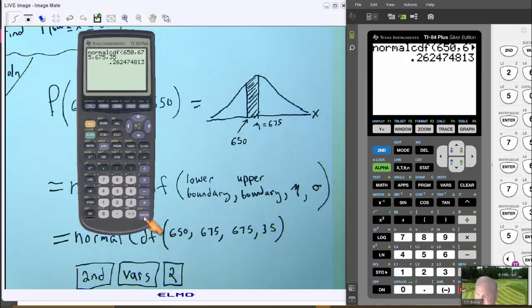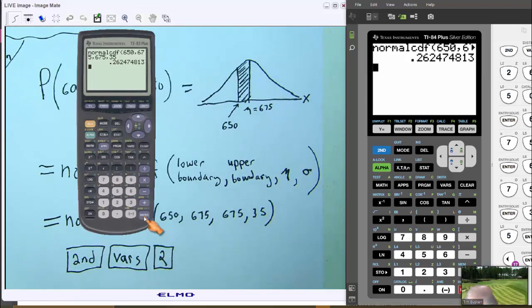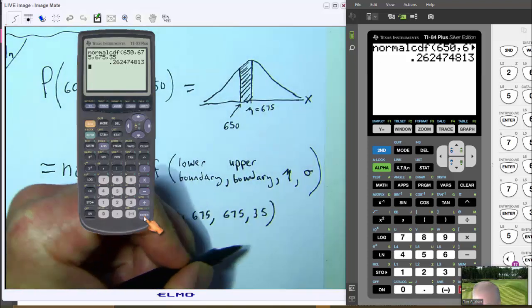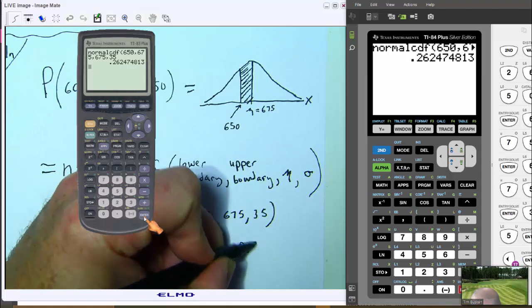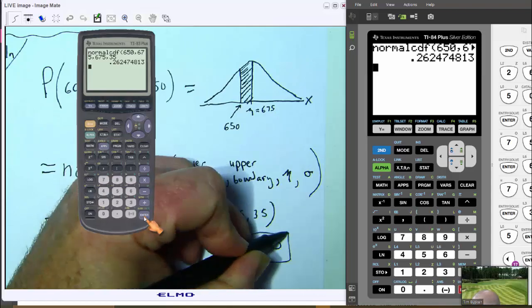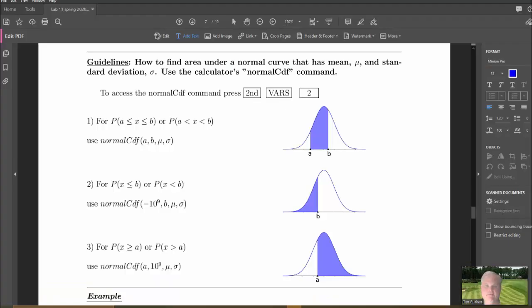The correct answer we got for that, let's round this to the 10,000ths, is about 26%, or 0.2625. So whenever we are asked to find a probability, this type of problem just equates to finding an area underneath a normal curve. The quick way to get the area underneath the normal curve is to use the calculator's normal CDF command.